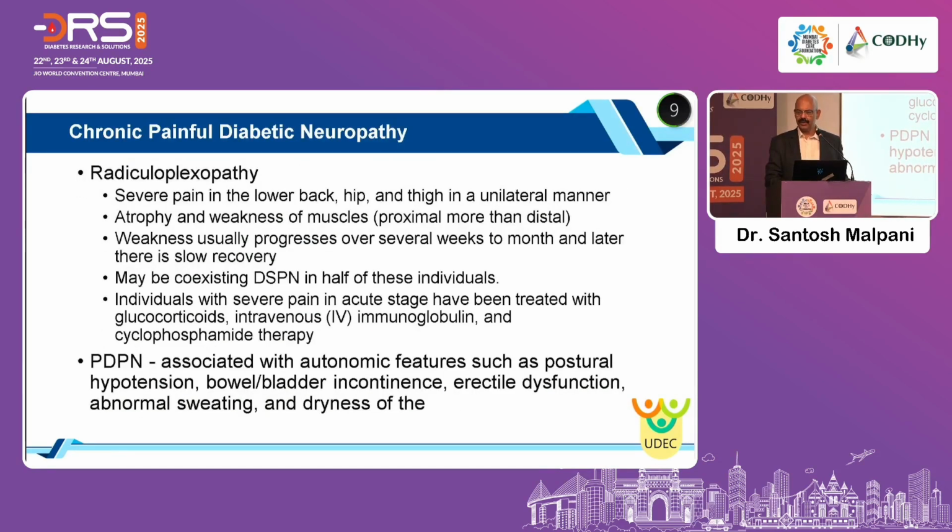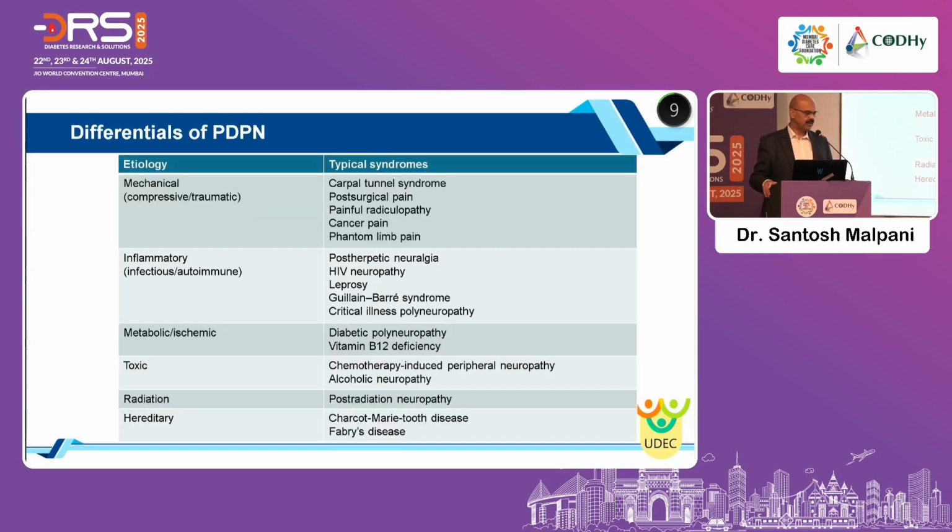Radiculoplexopathy, though rare, it is there. It is involved with the proximal muscle weakness and pain in the distal parts. And mind well, we have to estimate the autonomic features also. For that matter, postural hypotension, bladder and bowel incontinence, erectile dysfunction, abnormal sweating, dryness of the skin at some places, all these histories are to be taken into account.